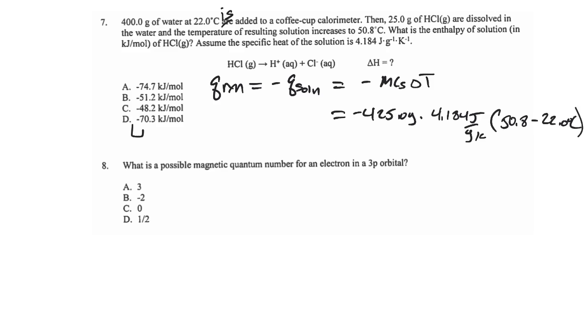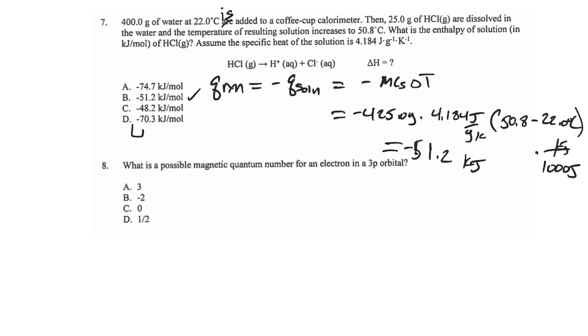And so I will actually work this one out because I want to do the next step. So minus 425 times 4.184, and then times the temperature change, 50.8 minus 22, gives us, and I'm going to convert that into kilojoules by dividing by 1,000 joules per kilojoule, gives this to be minus 51.2 kJs. Now, you may look and say, aha, that's the right answer, but not so fast.